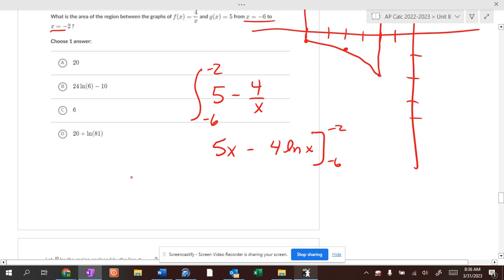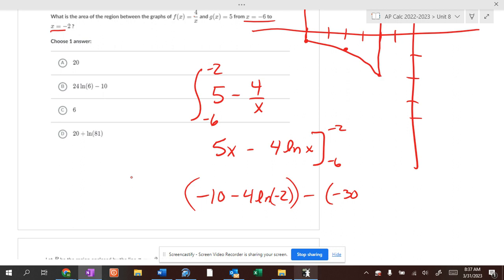And then we get -10 minus 4 ln of -2, minus -30, minus 4 ln of -6. So -10 minus a -30 is plus a positive. We've got a positive there. All right, so -10 plus 30 is 20.